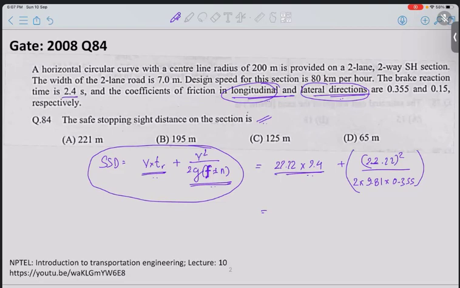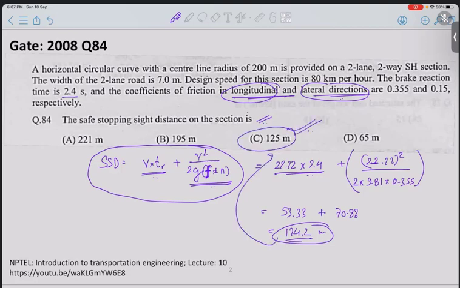Okay, then I will do it. So 20.22 into 2.4, we get 53.33, plus 22.22 square divided by 2 divided by 9.81 divided by 0.355, we get 70.88. So when you add these two, you get 124.2 meters, and the closest to that is 125 meters. So that is the answer.